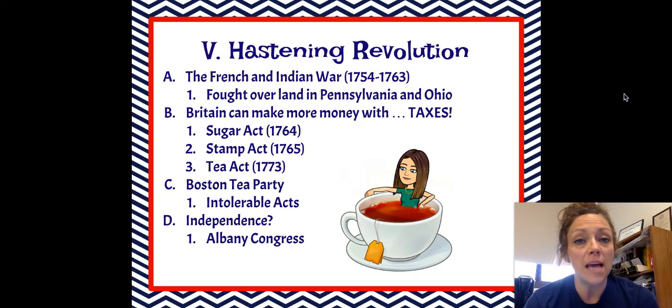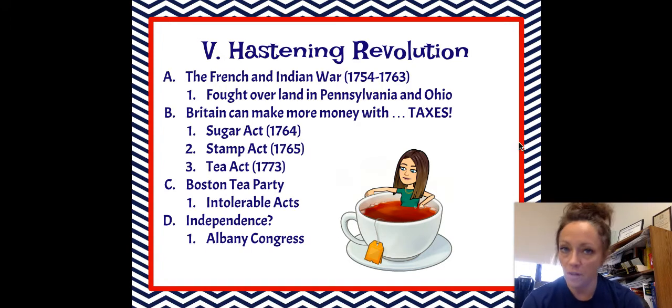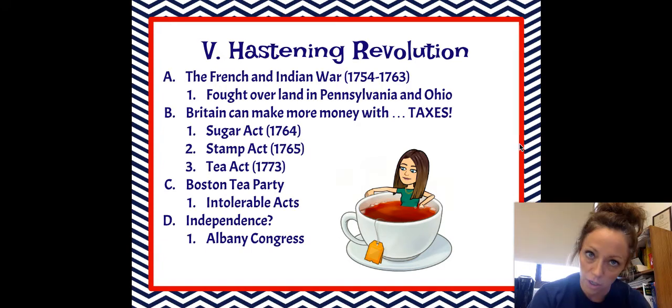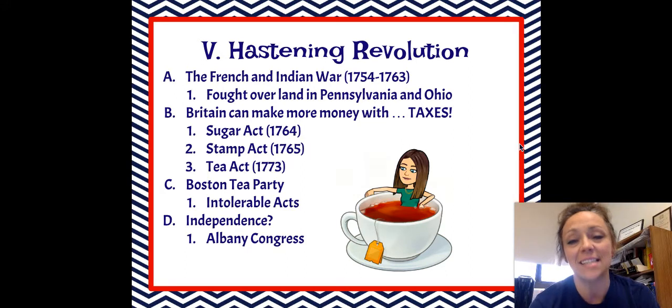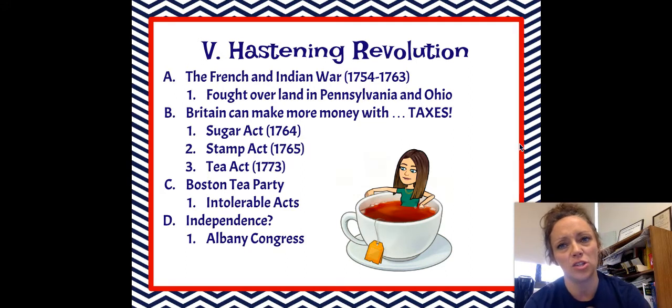So the first of these taxes that we want to look at is the Sugar Act. The Sugar Act was passed in 1764. And as you can imagine, it dealt with a tax on sugar. But it wasn't just sugar. It was things like molasses and rum, anything that had sugar as an ingredient. People in the colonies would have had to pay an increased tax on those.